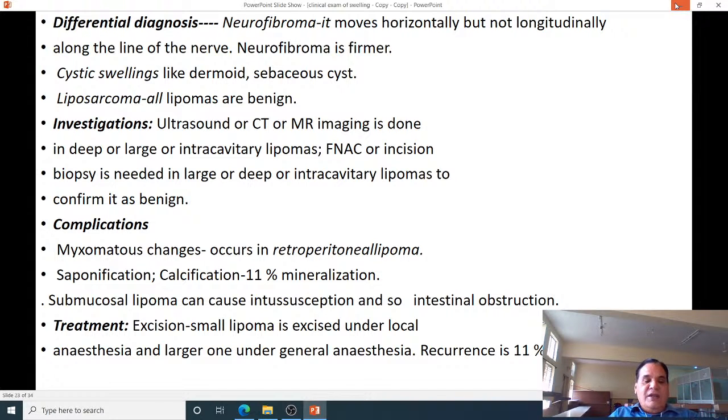So what is the treatment? Excision. Either you do it under general or local anesthesia. And one thing, recurrence is 11%. Never take this lipoma lightly. You must remove it. 11% is a very large amount of recurrence. Even hernia recurrence is 2 to 3% with the mesh. So recurrence of lipoma, which is a very common surgery.